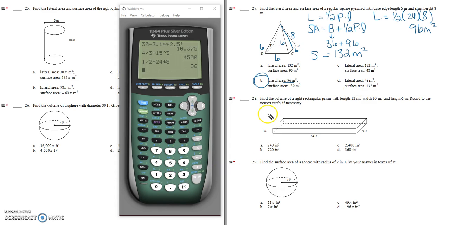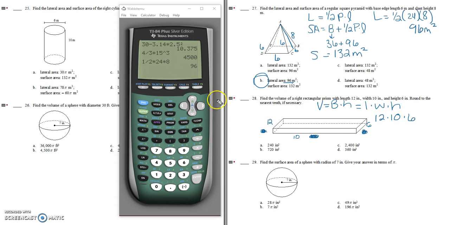Find the volume of a right rectangular prism with a length of 12, a width of 10, and a height of 6, round to the nearest tenth. Okay, well these don't match, so we're going to cross those out. So a length of 12, width of 10, and then a height of 6. Okay, so if I multiply all those together, because the volume is the area of the base times height, my base is a rectangle, so it's going to be length times width times height. So that's going to give me 12 times 10 times 6.